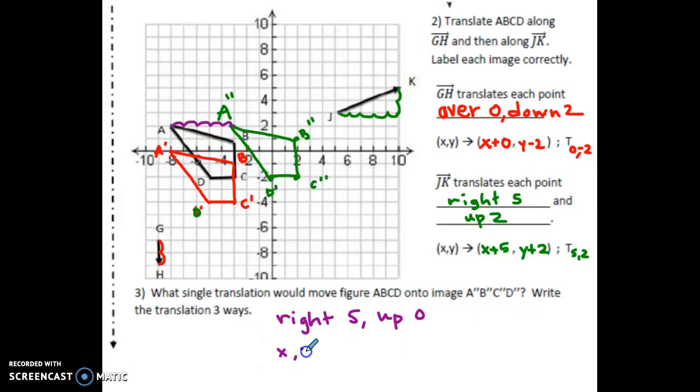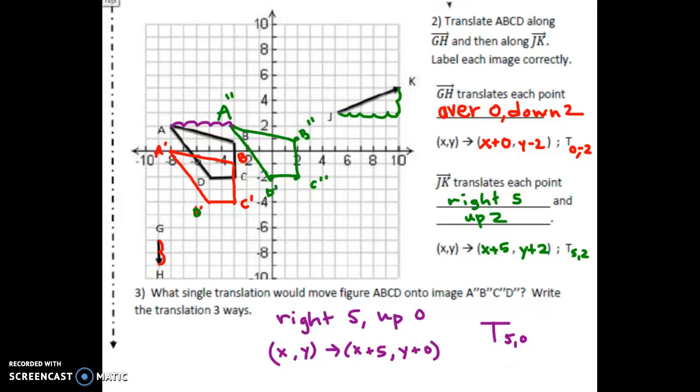For your mapping directions, your points would all say x plus 5, but your y directions wouldn't go anywhere, so you could say plus 0. And for your T notation, you would just put a 5 and a 0 here as your subscripts.